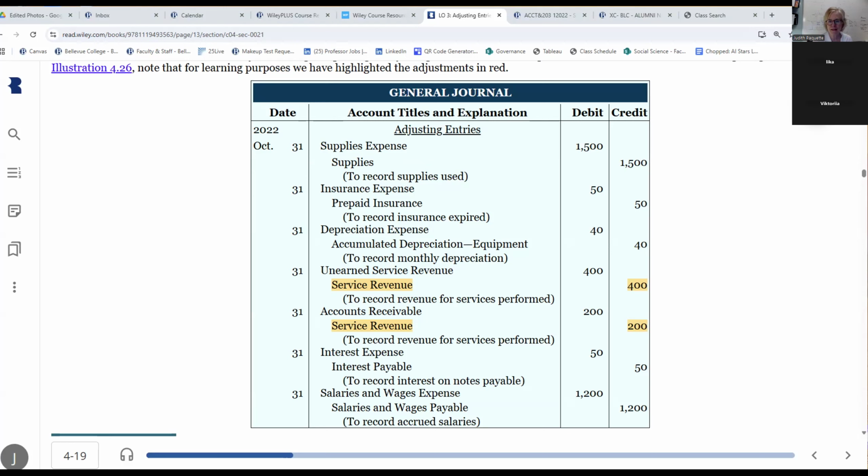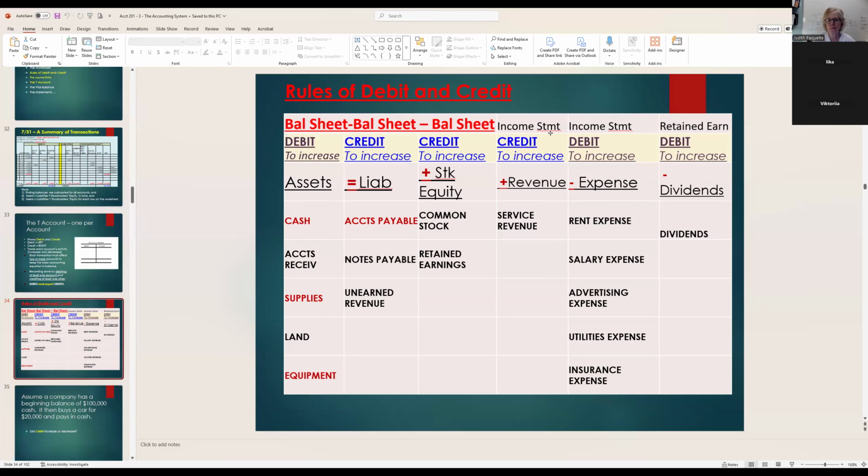I have this in my PowerPoint. Can you see this, the rules of debit and credit? Yes, I see it. Thank you. Okay, so that was what we were just doing on the whiteboard. Assets plus liabilities plus stockholders' equity plus revenue minus expense minus dividend. Normal balance for asset is debit. Normal balance for expense is debit and dividend is debit. And then these are on the right side of the equation and they're positive, so they're all credit, credit, credit.